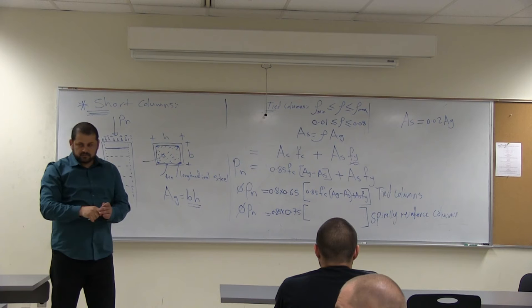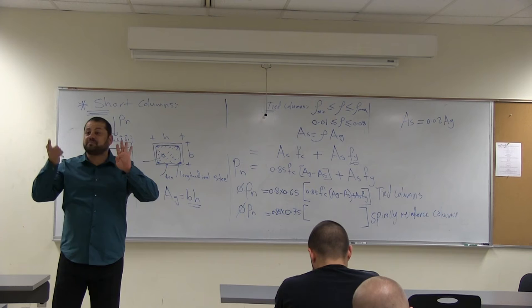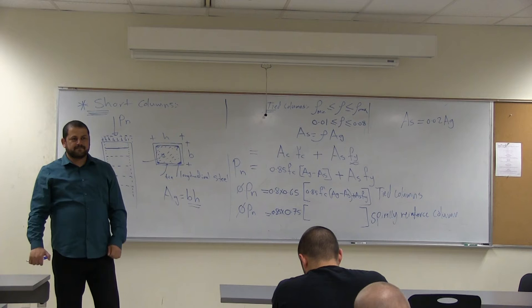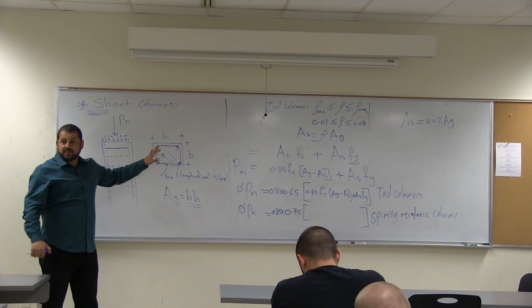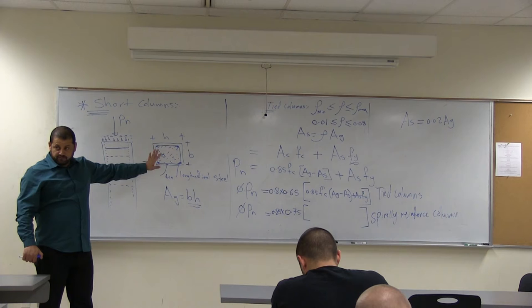But there has to be a minimum of 4 bars no matter what. For any rectangular or square cross section, a minimum of 4 bars are required. Any circular column that's spirally reinforced must have at least 6 bars. My question is, do they have to all be the same size? Usually yes. Hey guys, for a spiral reinforced column, the minimum number of bars is 6. For rectangular or square columns, the minimum number of bars is 4, one in each corner. Good?